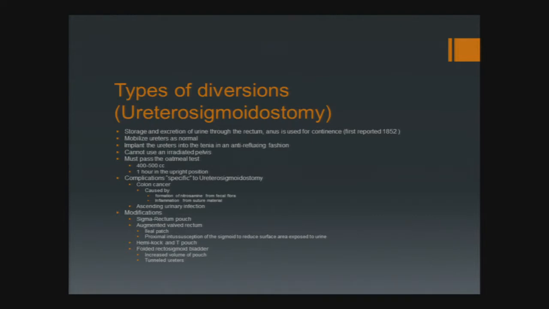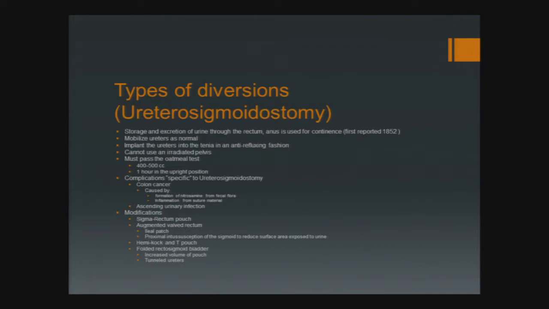You wouldn't want to use an irradiated pelvis, obviously, if you're using the sigmoid. And the patient must pass an oatmeal test prior to the surgery, which is simply the instillation of 400 to 500 cc's of watery oatmeal, and then they need to stay in the upright position for 1 hour. That's simply to ensure that there's going to be continence as the consistency of the stool changes in the sigmoid.